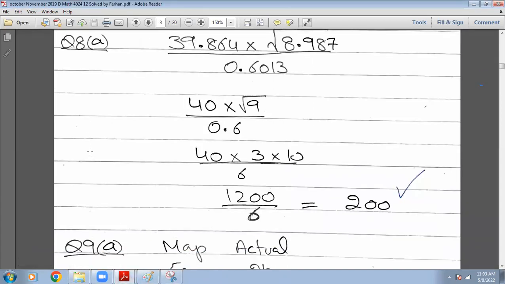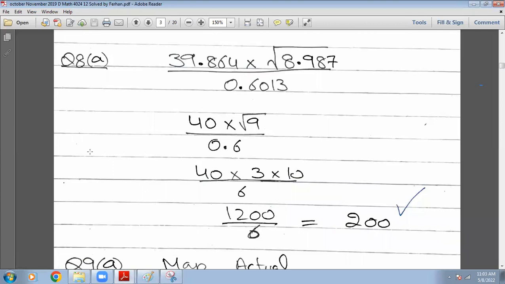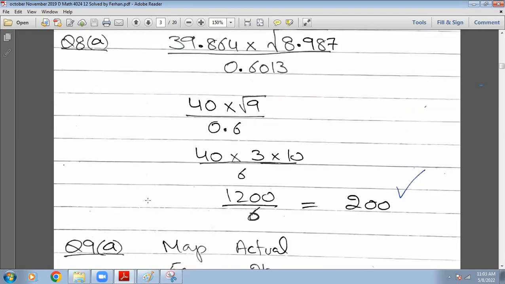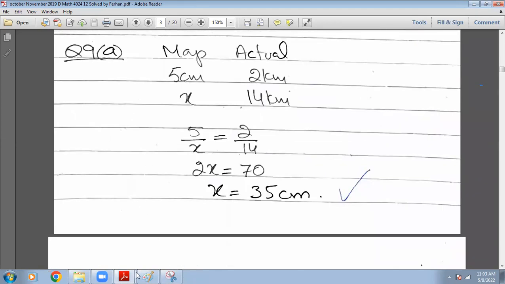So here is the question. 39.864 can be written as 40, 8.987 can be written as 9, 0.6013 can be written as 0.6. So 40 multiplied by 3, since the square root of 9 is 3. If I remove the decimal of the denominator, I write upstairs a 10. So you will have multiplied by 10, divided by 6. Now you will have 1200 divided by 6. So it will be 200. So 200 is the right answer. I have already checked it with the marking scheme. Hopefully you understand this is the question on estimation.